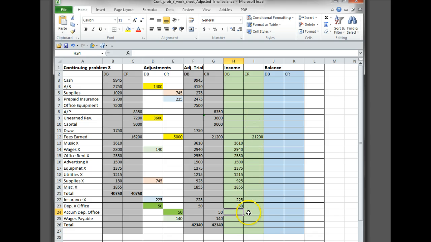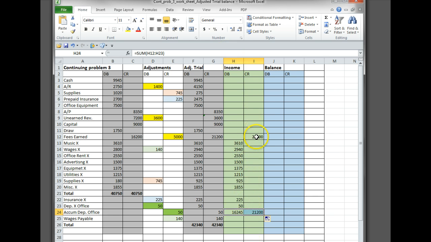So now I need to net these two. What I'm going to do is add up this column and add up this column, and they're not going to balance. So don't freak out on me. So let's add these up, and then I'm just going to pull that over, and those two don't match.